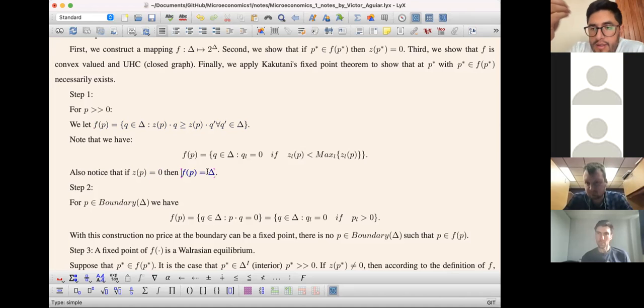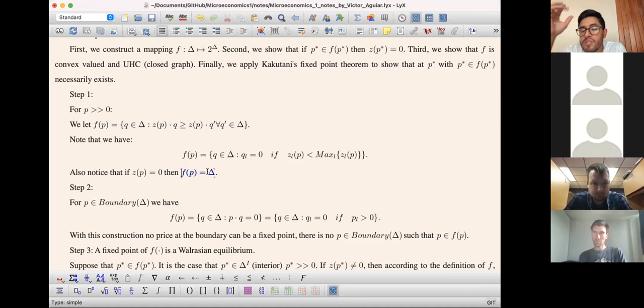So this is the important part about the F. F is going to be such that if there is an equilibrium price, then the image is going to be the whole simplex. This will guarantee that there is a fixed point, right? Because the whole simplex contains the equilibrium price, right? So that's the magic of this.